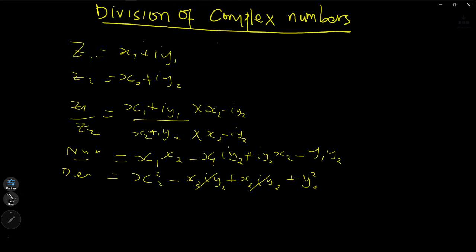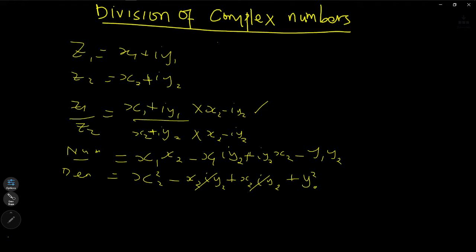So to find the division means that z1 we are dividing it by z2, and this one is going to be x1 plus iy1 divided by x2 plus iy2. So to find the division of complex number, we are going to multiply through by the conjugate of this number. And the conjugate here means basically the denominator, but we are changing the sign. So we are taking x1 plus iy1 dividing by x2 plus iy2, then multiplying the conjugate, which is x2 minus iy2 by the numerator, then by the denominator x2 minus iy2.